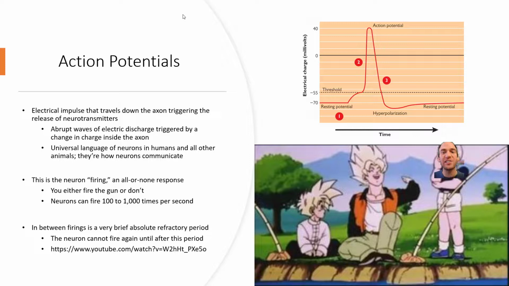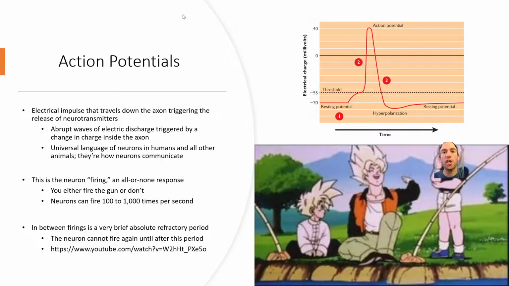So it's at resting potential. It receives that neurotransmitter signal. Its voltage starts to go up. Action potential happens. It releases an electrical impulse. Then the neuron's voltage starts to decline, going back to that negative 55 rate.